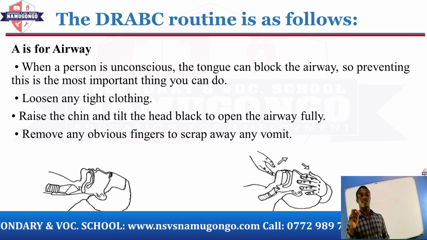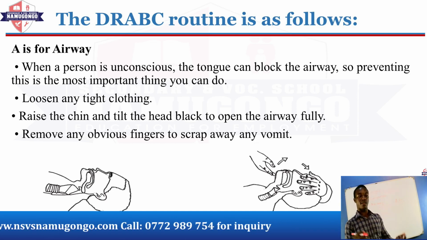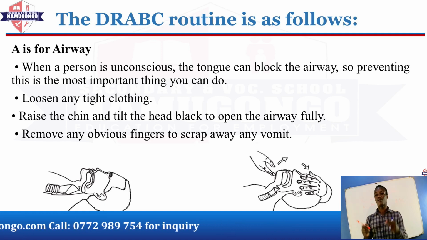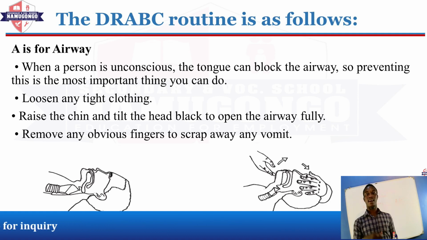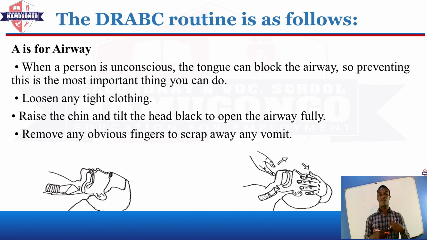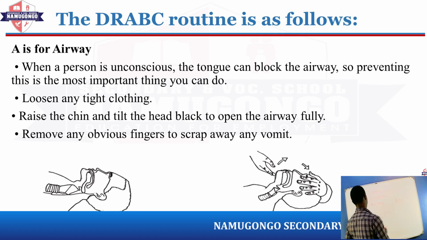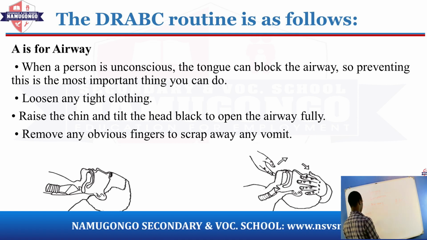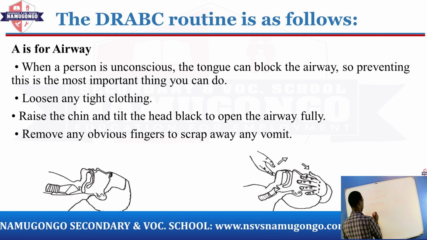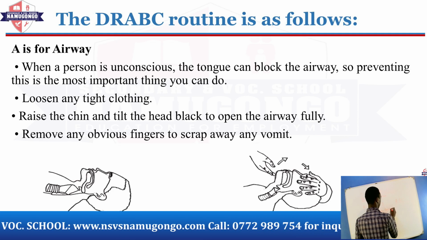There is a position you're supposed to put that person in order to unblock the airway. The person being unconscious is not in control of any of his or her body parts, including the tongue. So the tongue can fall anywhere and can block the airway. So the person cannot take in air. So what you do first is loosen the tight clothes. First thing is loosen any tight cloth.